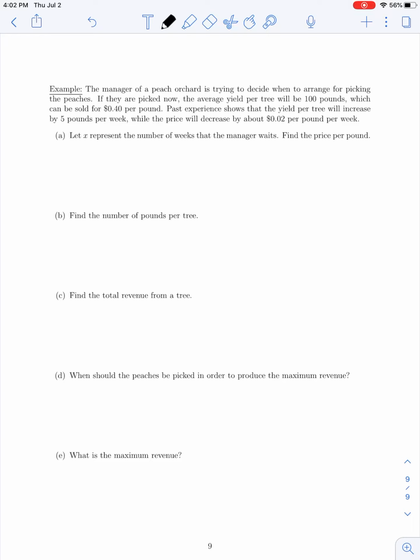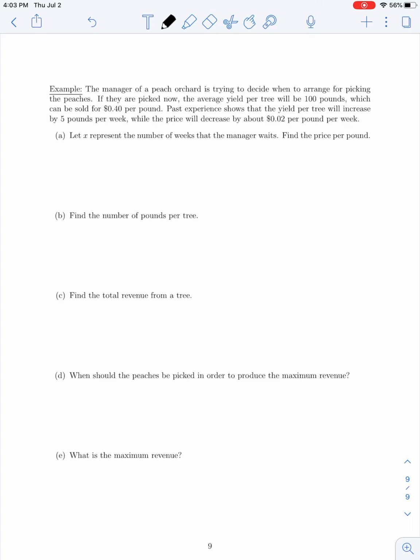So we know if they are picked now, the average yield per tree is 100 pounds, which can be sold for 40 cents or $0.4 per pound. And past experience shows that the yield per tree will increase by 5 pounds per week. However, the price will decrease by about 2 cents per pound per week. So if this manager waits to harvest the peaches, they can harvest more. However, the longer they wait, the price will drop.